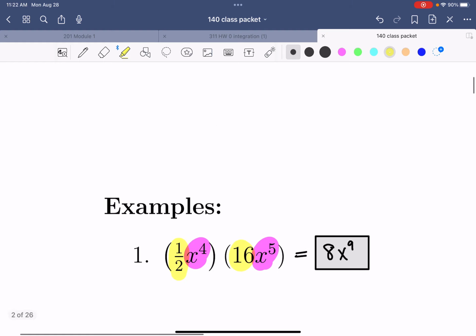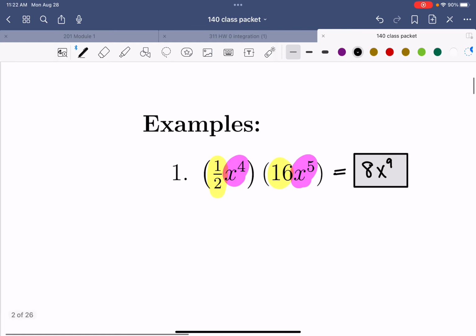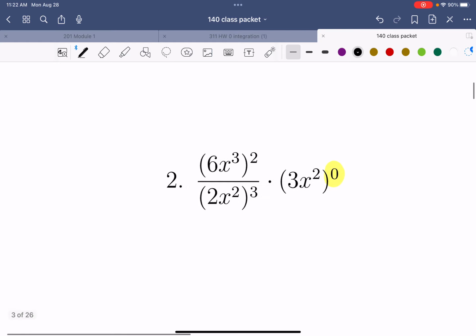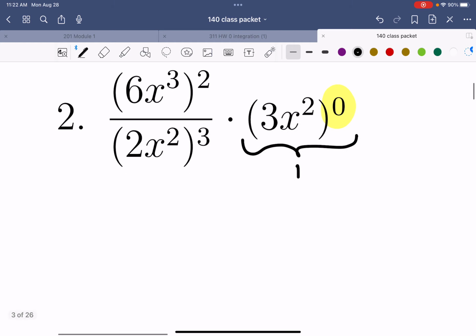If we go back up to our rules, one of the things that we could add is that x to the 0, anything to the 0 power, is 1. Rule number 7. So everything you see here is being raised to the 0 power, which means that whole piece is going to be 1. So now I just have to figure out what's going on over here.